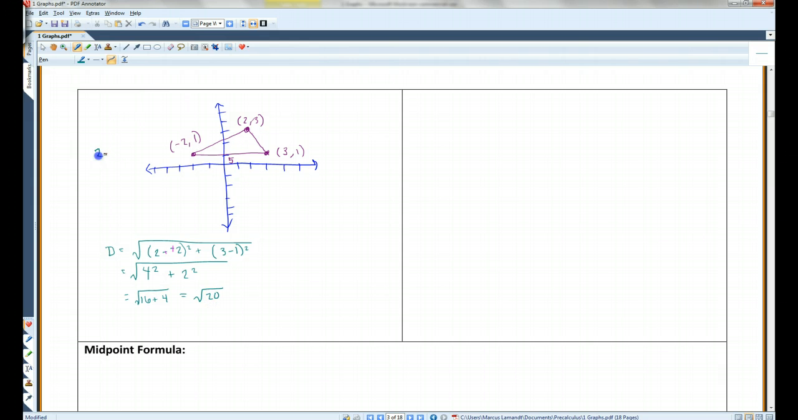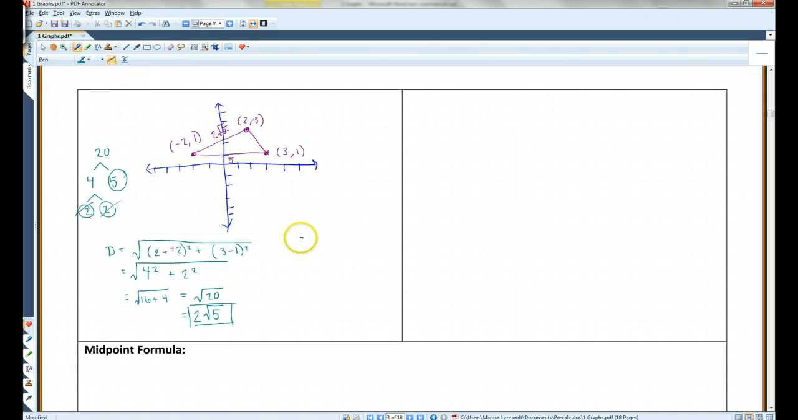Alright, now 20 is 4 times 5. 5 is prime. 4 is 2 times 2. There are 2 2's. Anytime there are 2 of a number in the prime factorization, you can pull it out. Whatever there's only 1 of stays in the square root. So this is the simplified form. Okay.